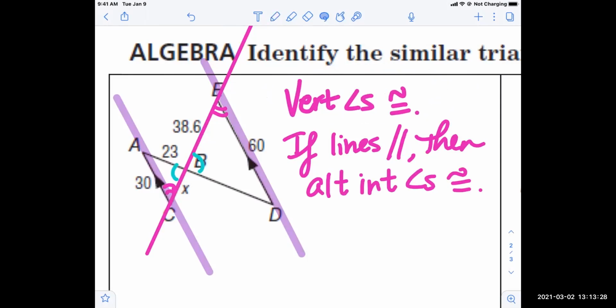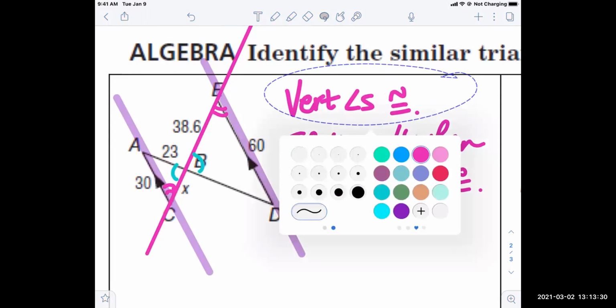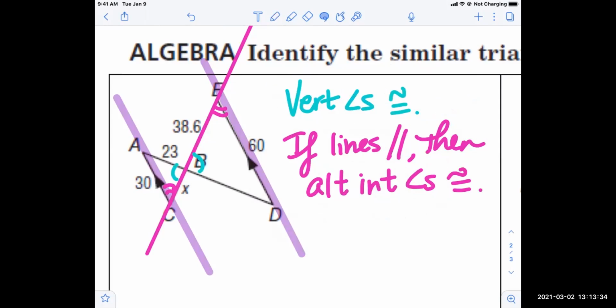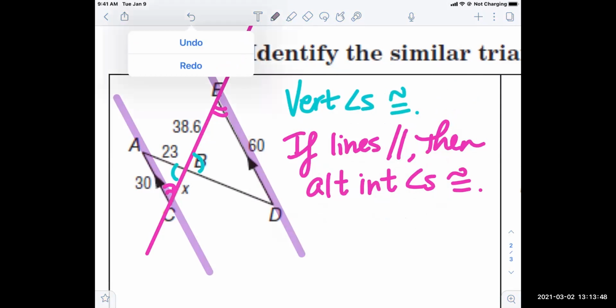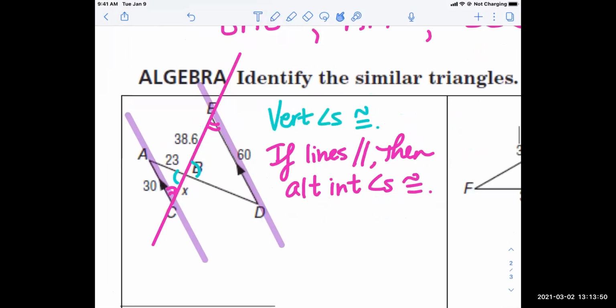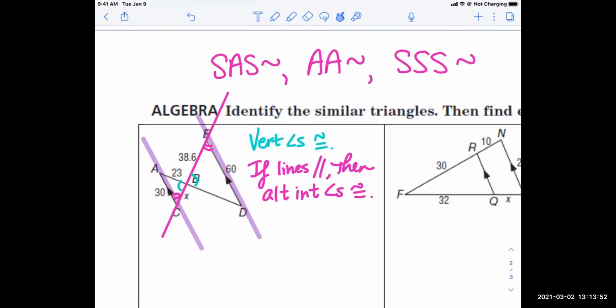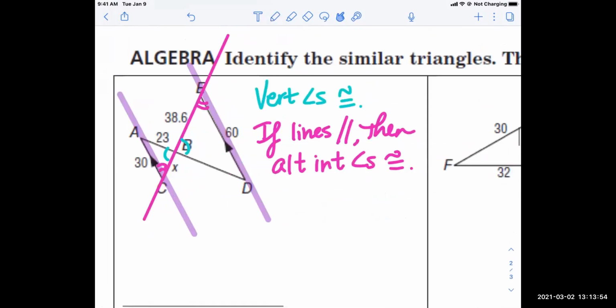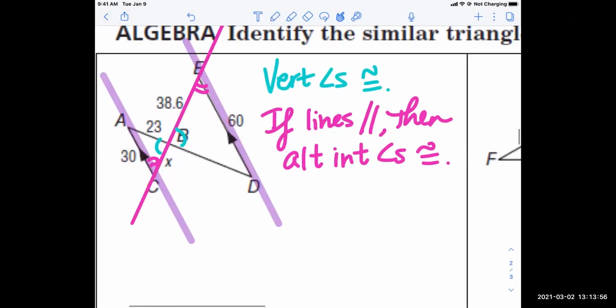Now, you could have used the alternate interior angles also here and here. So you don't have to use the vertical ones at all, but remember you need at least two pairs of congruent angles. So why are the triangles similar then? Angle, angle. Okay, it says identify the similar triangles. That means give a similarity statement.